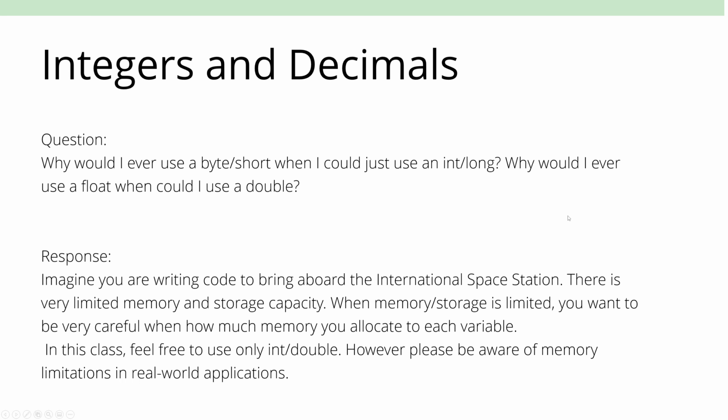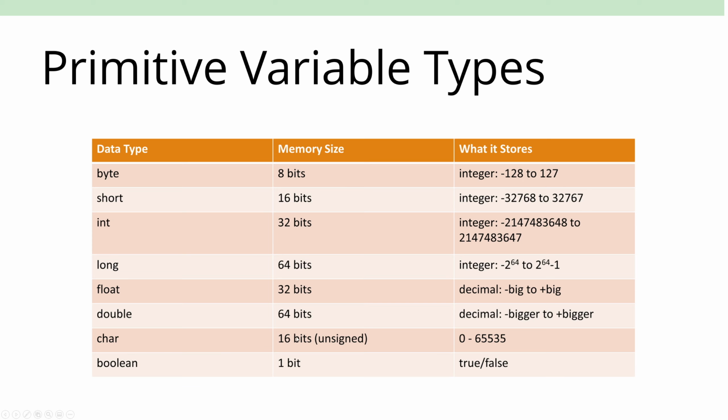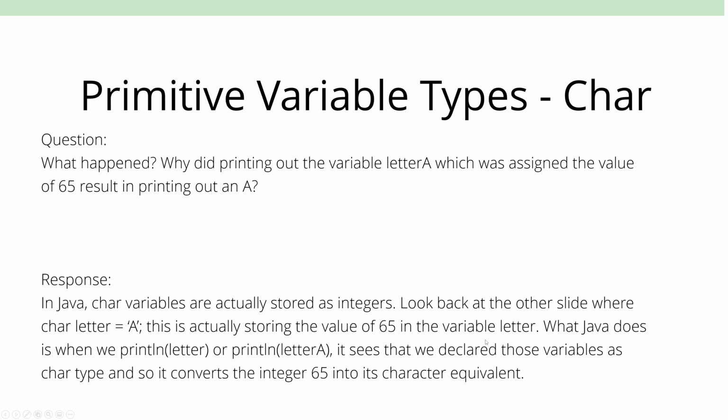If you remember from a previous slide, right here we have 16 bits, and what it stores, if you look at this column, is an integer from 0 to 65,535. So it's actually stored as an integer. Look back at the other slide where char letter is assigned the value of a capital A. This is actually storing the value of 65 in the variable letter. What Java does, when we println the letter or println the letterA, is see that we declared those variables as the char type, and so it converts that integer 65 into its character equivalent.